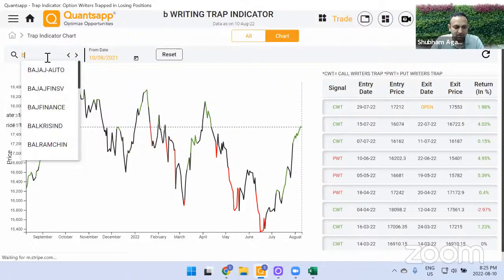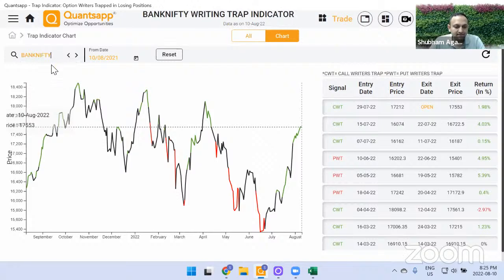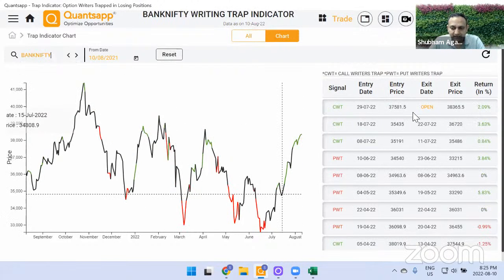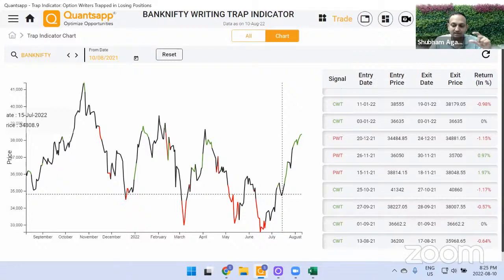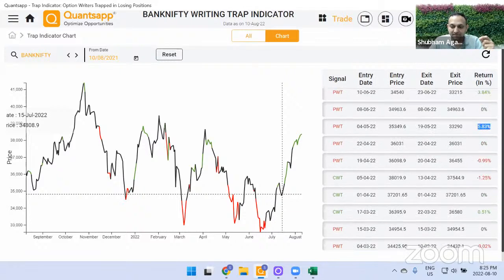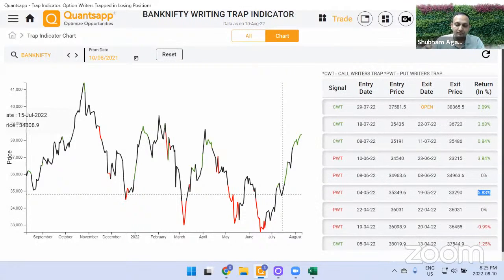So if I just type Bank Nifty in this case, then we can see even on Bank Nifty, there was a trade on 29 July at 37,581. That is still open, making 2% return. The previous trade had 3.6% return. Then again, about 4%, 6%. So the same thing also applies to Bank Nifty, where the losses are restricted to about 1%. And on the upside, very often you see 3-4% kind of trades also coming in Bank Nifty, right?